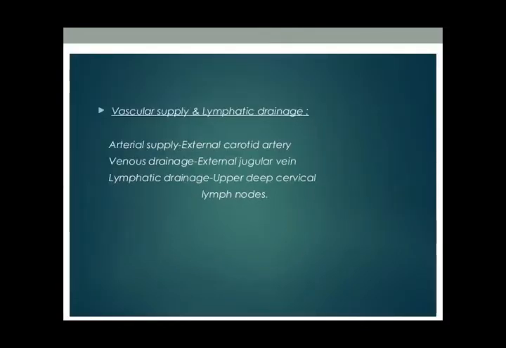Vascular supply and lymphatic drainage: arterial supply is the external carotid artery, venous drainage is the external jugular vein, and lymphatic drainage is to the upper deep cervical lymph nodes. Questions are asked about the vascular supply and lymphatic drainage of the parotid gland. So what will the arterial supply be? External carotid artery. Venous drainage? External jugular vein. And lymphatic drainage? Upper deep cervical.